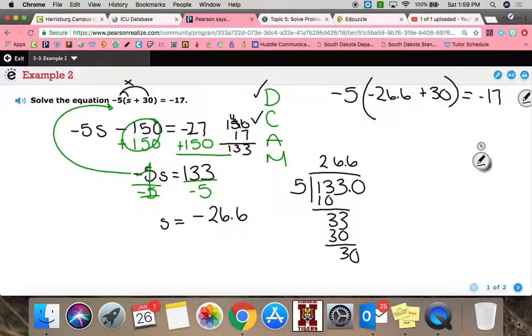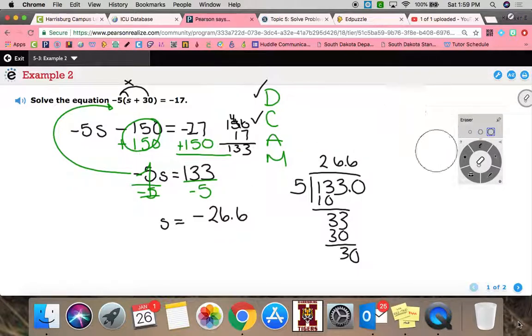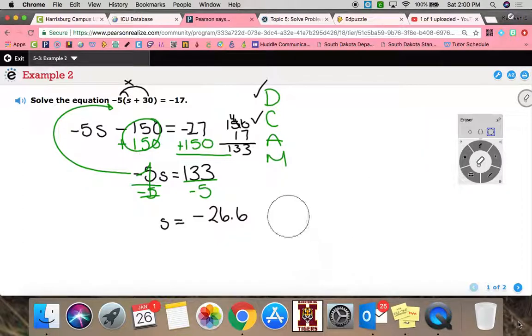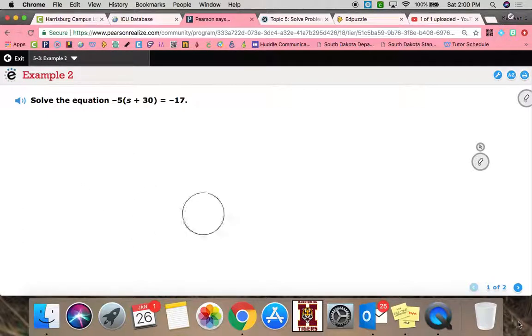All right, so that's solving equations. Just start with doing the opposite. Distribute, don't call after midnight. Distribute, combine, add, subtract, multiply, divide, get the equation to say equals a letter.